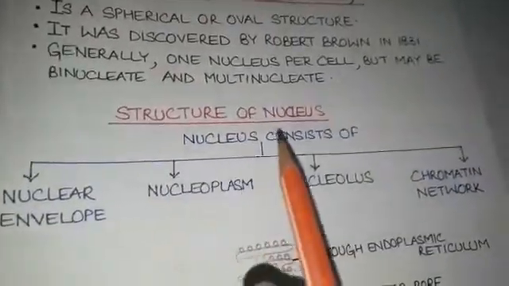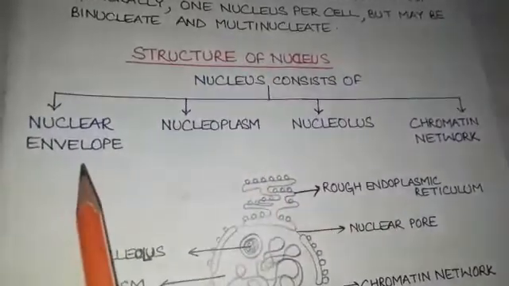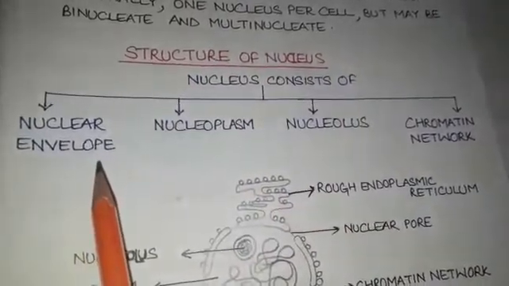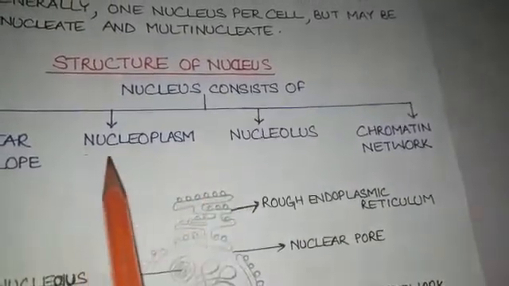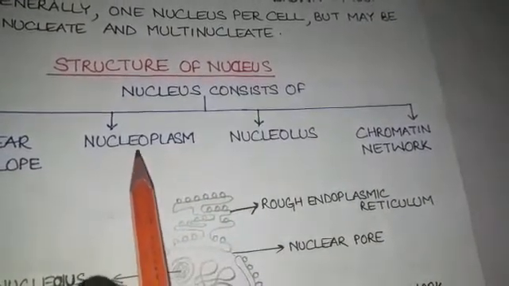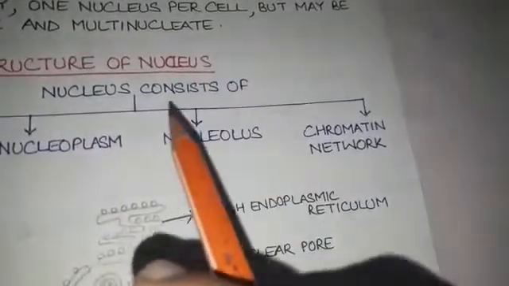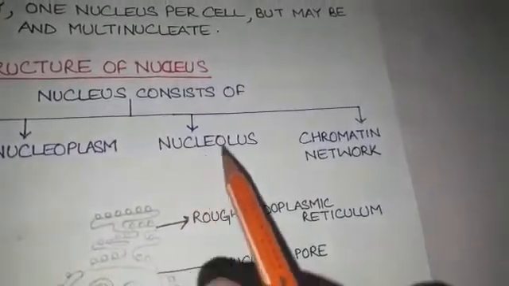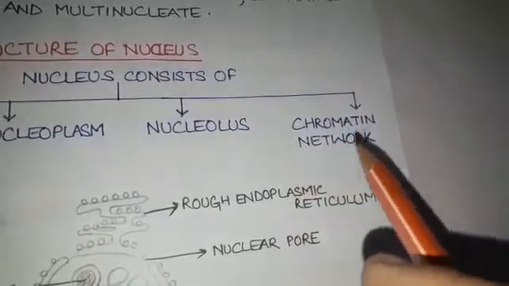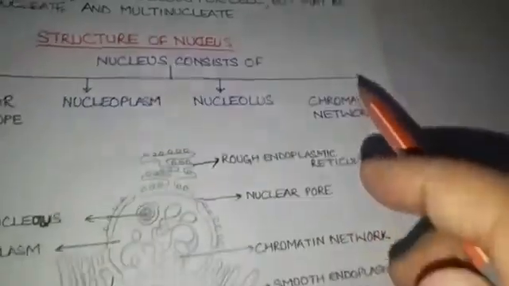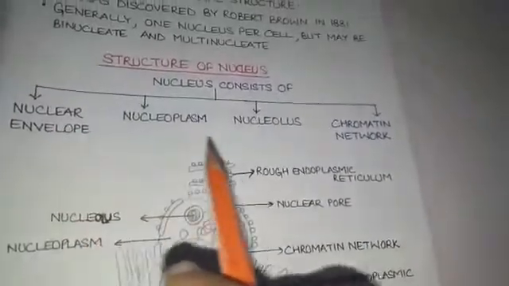Next is, what is the structure of nucleus? A nucleus consists of 4 parts, students. The outer covering of the nucleus, called the nuclear envelope. The jelly-like material, the fluid present in the nucleus, that is called the nucleoplasm. A rounded body present in the nucleus called the nucleolus, and a network of thread-like structures called the chromatin network. Let us see the features of these 4 parts one by one.